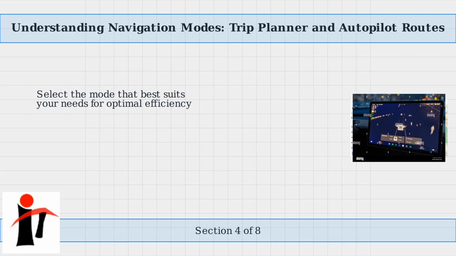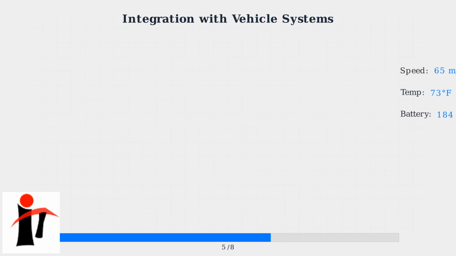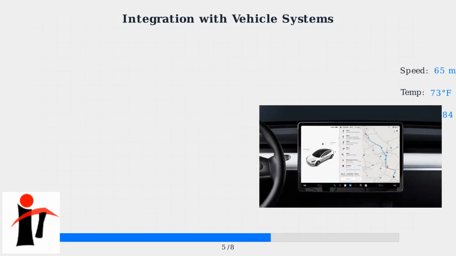Select the navigation mode that best fits your journey type and driving preferences for the most efficient and smooth experience. Tesla Navigation seamlessly integrates with various vehicle systems to enhance your driving experience. This integration optimizes energy use, improves safety, and provides hands-free assistance. One key integration is with climate control. The navigation system syncs to pre-cool the cabin before reaching your destination, optimizing energy efficiency and battery range.